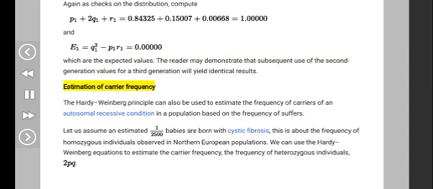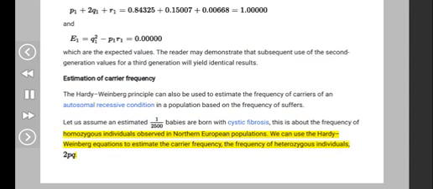Estimation of carrier frequency. The Hardy-Weinberg principle can also be used to estimate the frequency of carriers of an autosomal recessive condition in a population based on the frequency of sufferers. Let us assume an estimated babies are born with cystic fibrosis. This is about the frequency of homozygous individuals observed in Northern European populations. We can use the Hardy-Weinberg equations to estimate the carrier frequency, the frequency of heterozygous individuals.